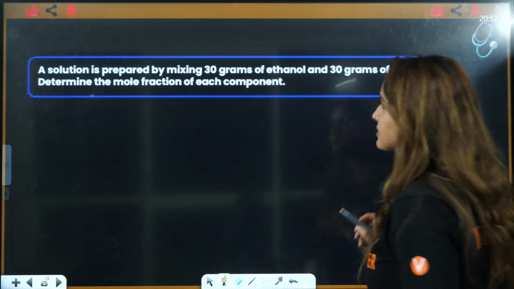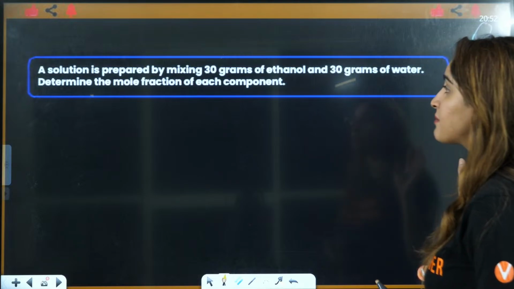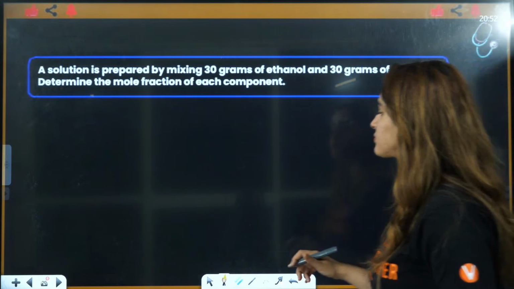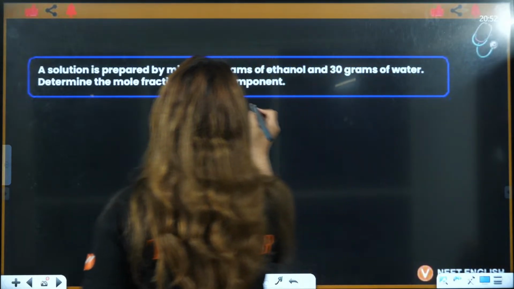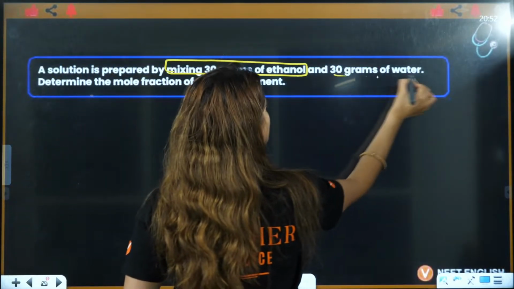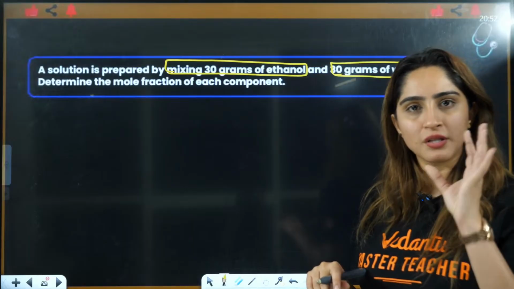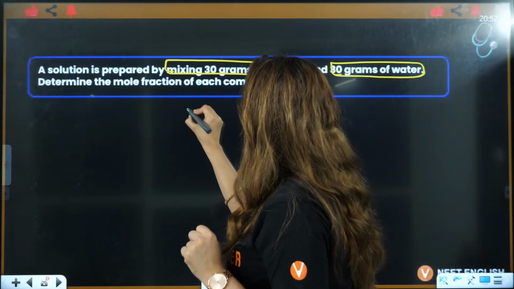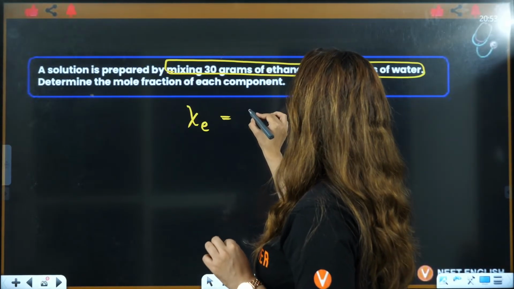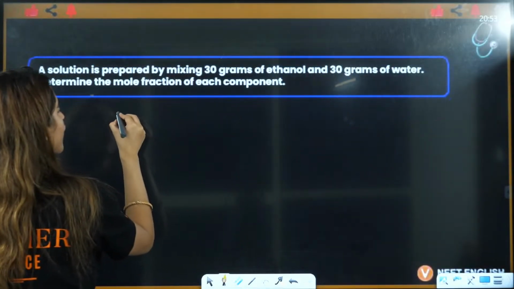The question is, a solution is prepared by mixing 30 grams of ethanol and 30 grams of water. Determine the mole fraction of each component. Moles of ethanol only, that means liquid only they are asking you. Whenever simple mole fraction is written, that means they are talking about mole fraction in the liquid phase. Now, mole fraction of ethanol is going to be, firstly you have to calculate the number of moles.